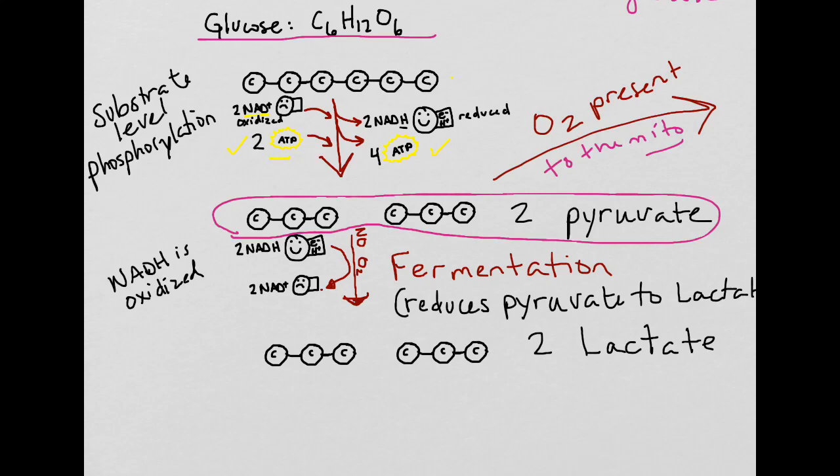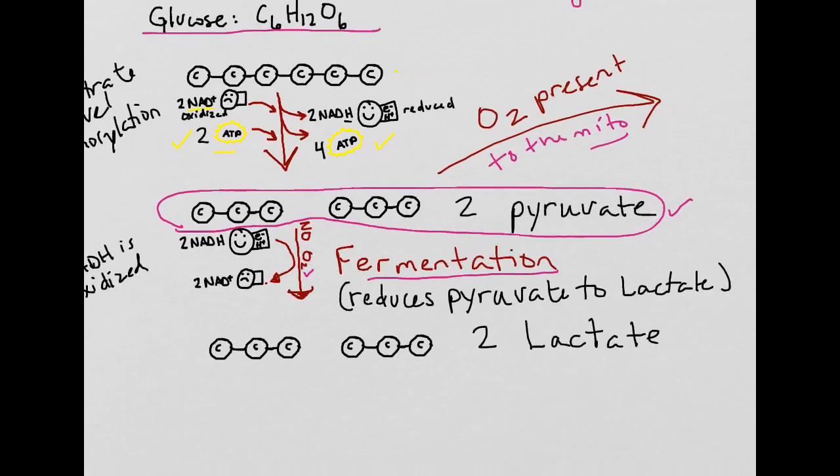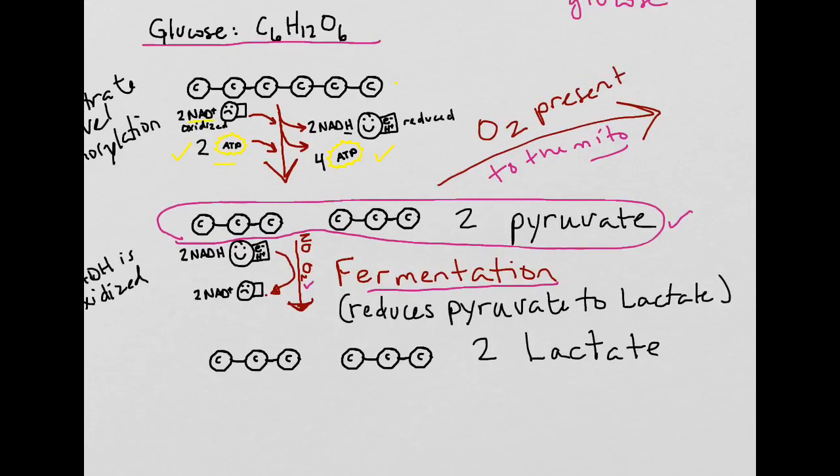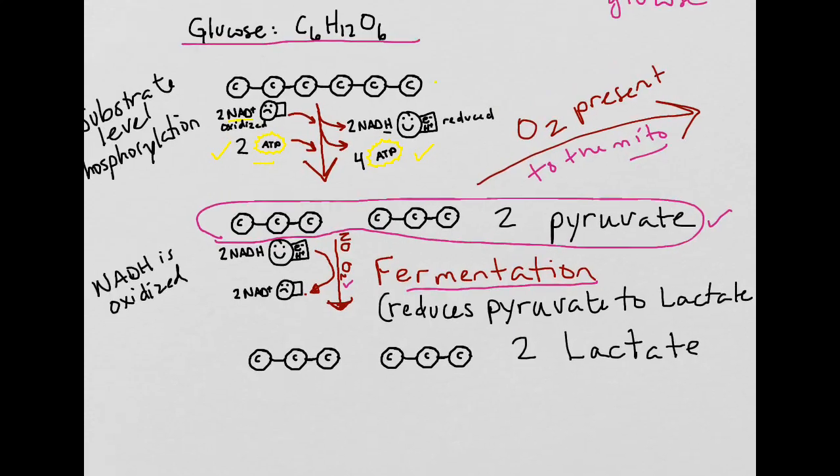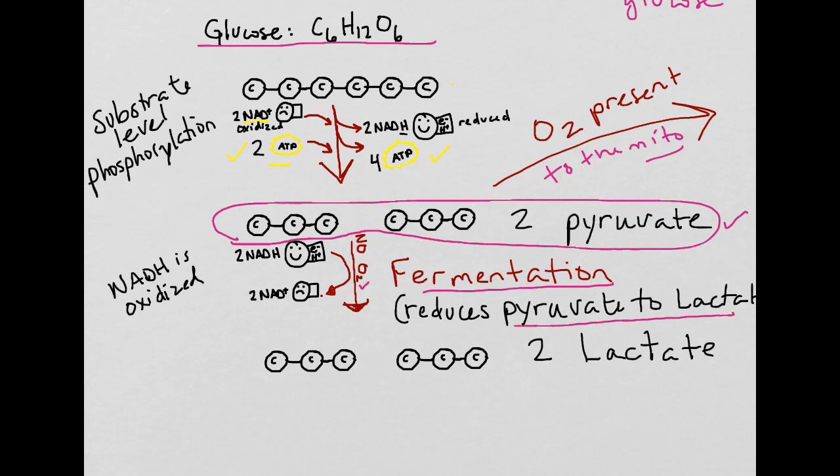So here's our pyruvate, and we'll say that we are in a no oxygen or low oxygen state, so pyruvate's starting to back up. So we've got to do something with it. So it goes through the process of fermentation. Okay. The purpose of fermentation is to unload those backpacks, to reduce pyruvate to lactate so that NADH can be oxidized. So it's an oxidation reduction reaction.